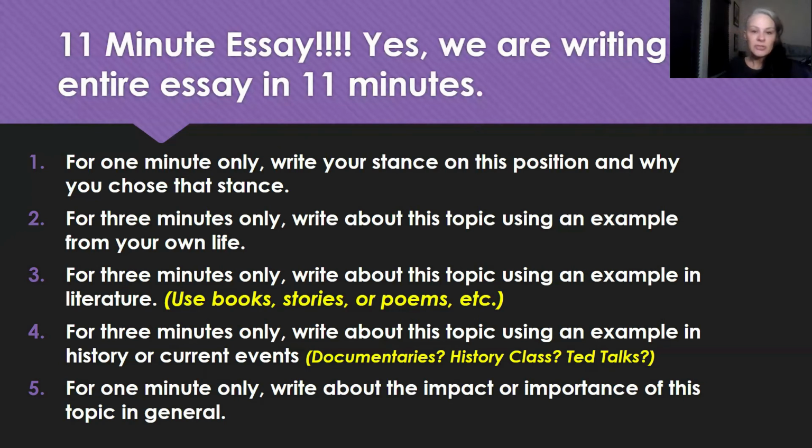And then for the last minute, you just write about the impact. And I would just say, we would have a world of a lot of unhappy people if nobody tried to have big dreams. Okay, so that's how the 11-minute essay works. To recap, for the first minute, you're going to write about your stance. For the first 3 minutes, you're going to write about a topic using an example from your own life. For the next 3 minutes, you're going to use an example from literature. And then after that, you're going to write an example from history or current events. And then you're going to wrap it up.